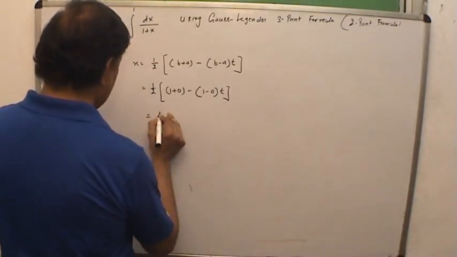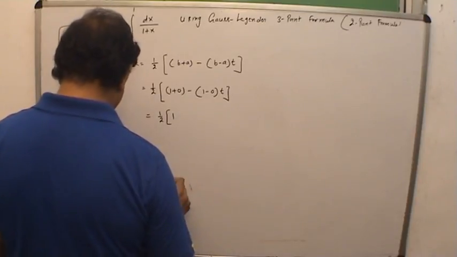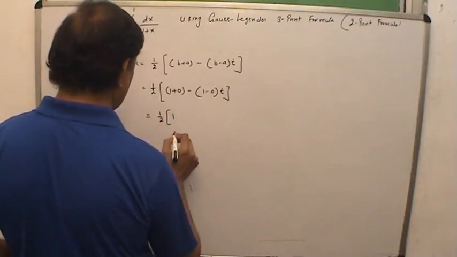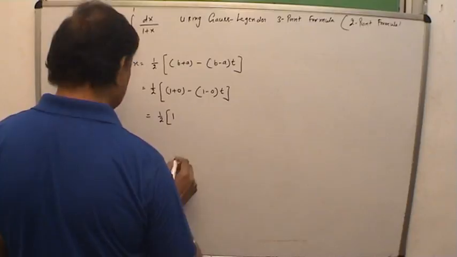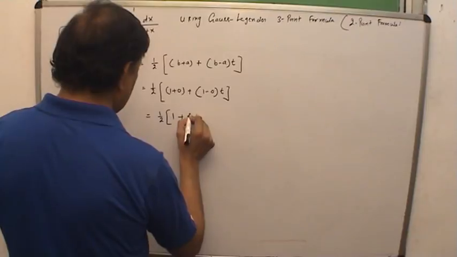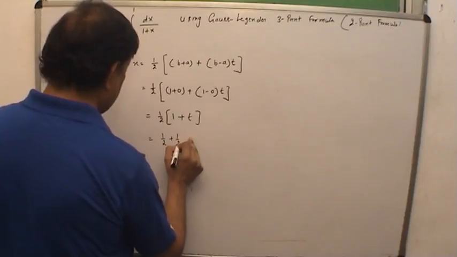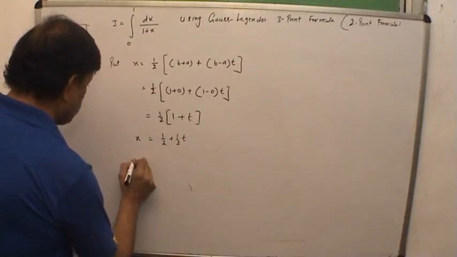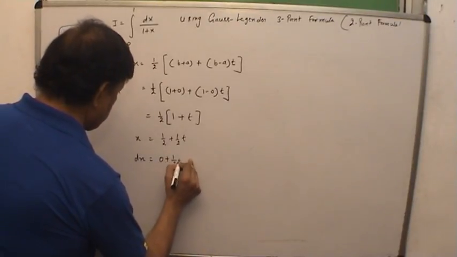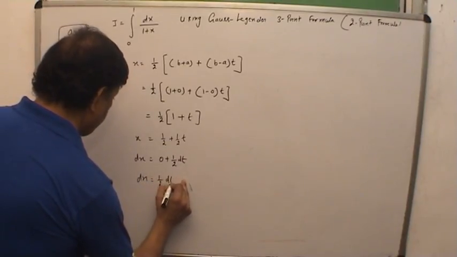That is equal to half of 1 plus t, that is equal to half into 1 plus t, that is x. Now we differentiate it, dx is equal to 0 plus 1 by 2 into dt, or dx is equal to half of dt.